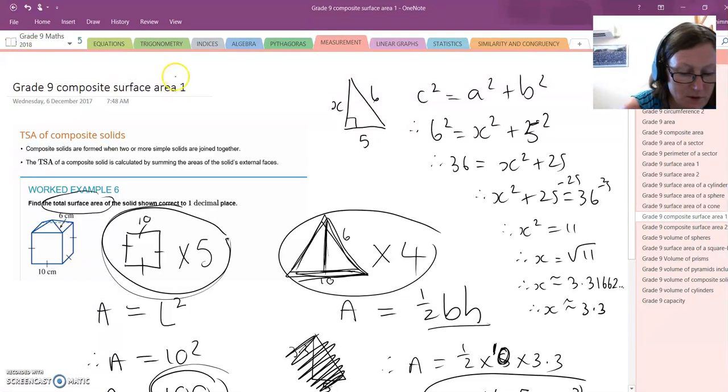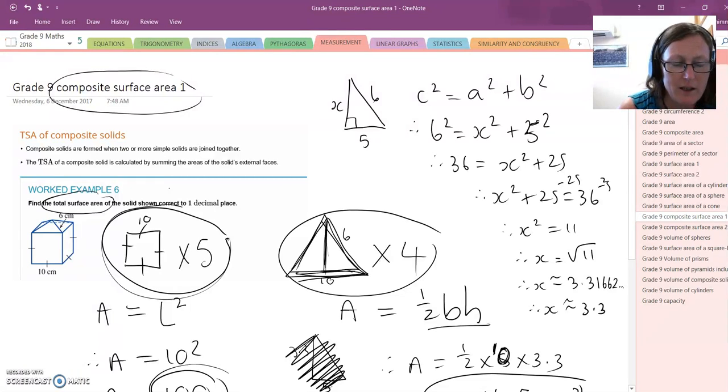So for composite surface areas, composite solids are formed when 2 or more simple solids are joined together. The total surface area is calculated by summing the areas of the solid's external faces. So in this case, the 5 squares and the 4 triangles.